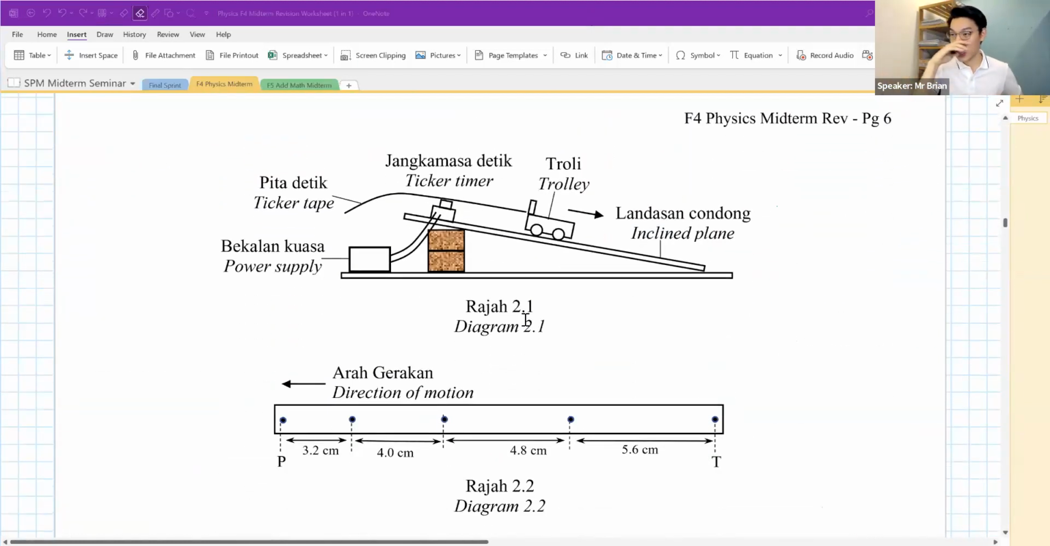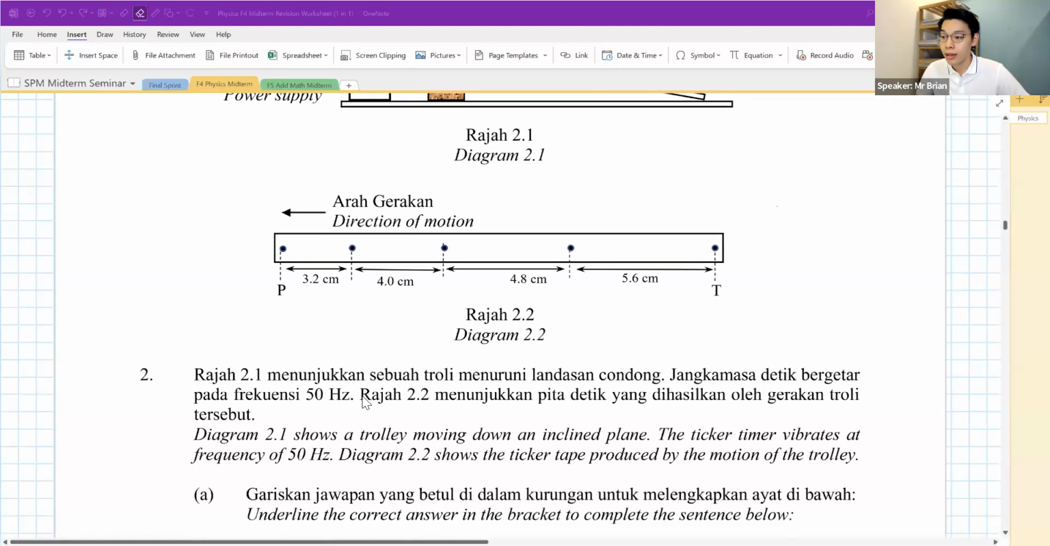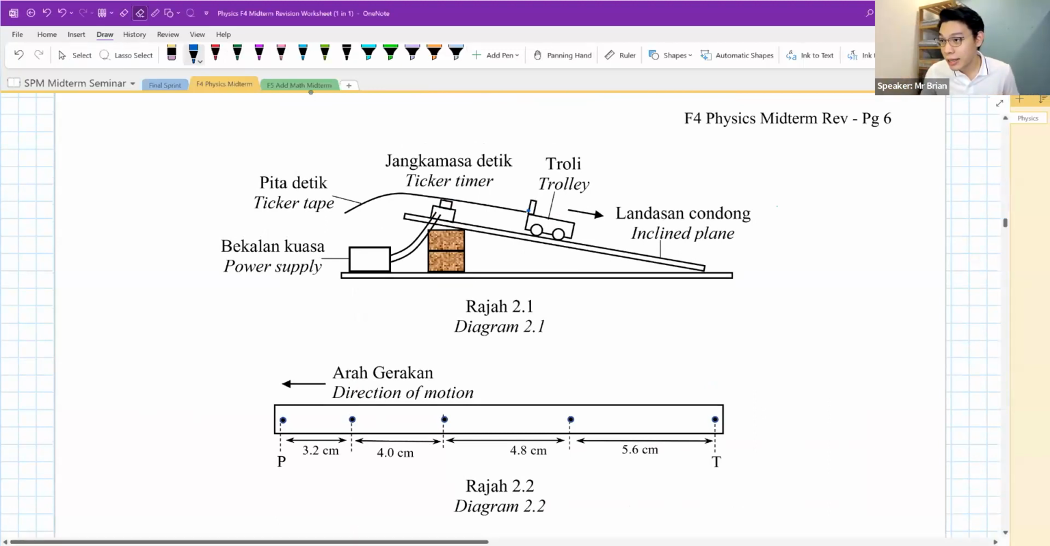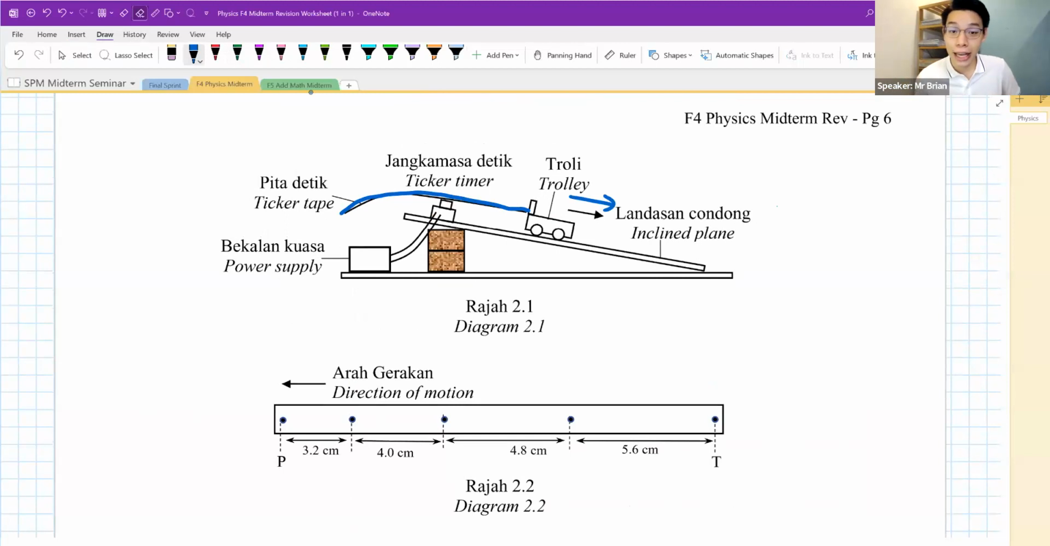Ticker timer. Okay, ticker timer and ticker tape. I will straight away go to the question first. So we have a trolley, and at the back of the trolley, you have a ticker tape connected to it. As this trolley goes down, it will pass through the ticker timer, and the ticker timer will form some dots on the piece of paper. So imagine you pull this paper, and then they will produce some dots.